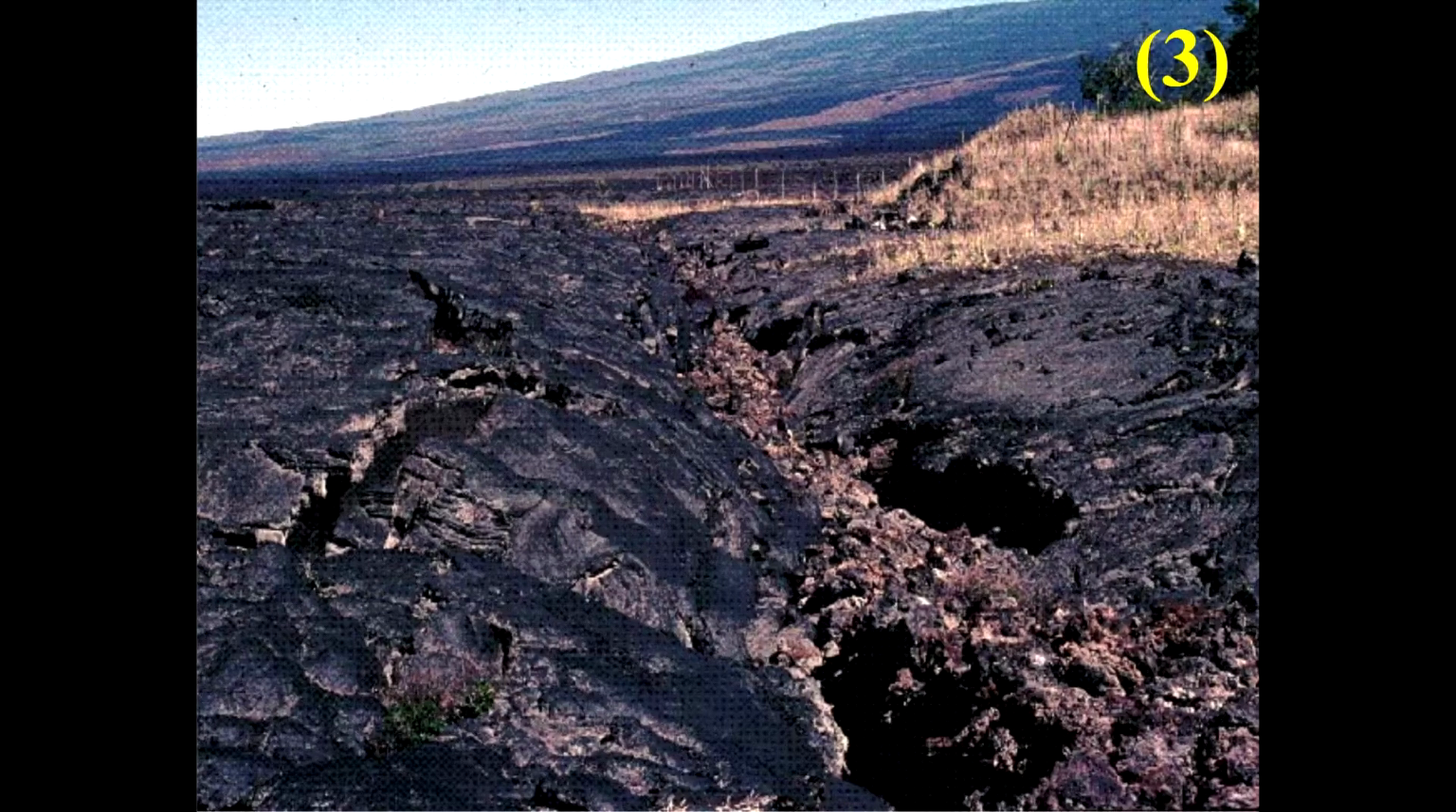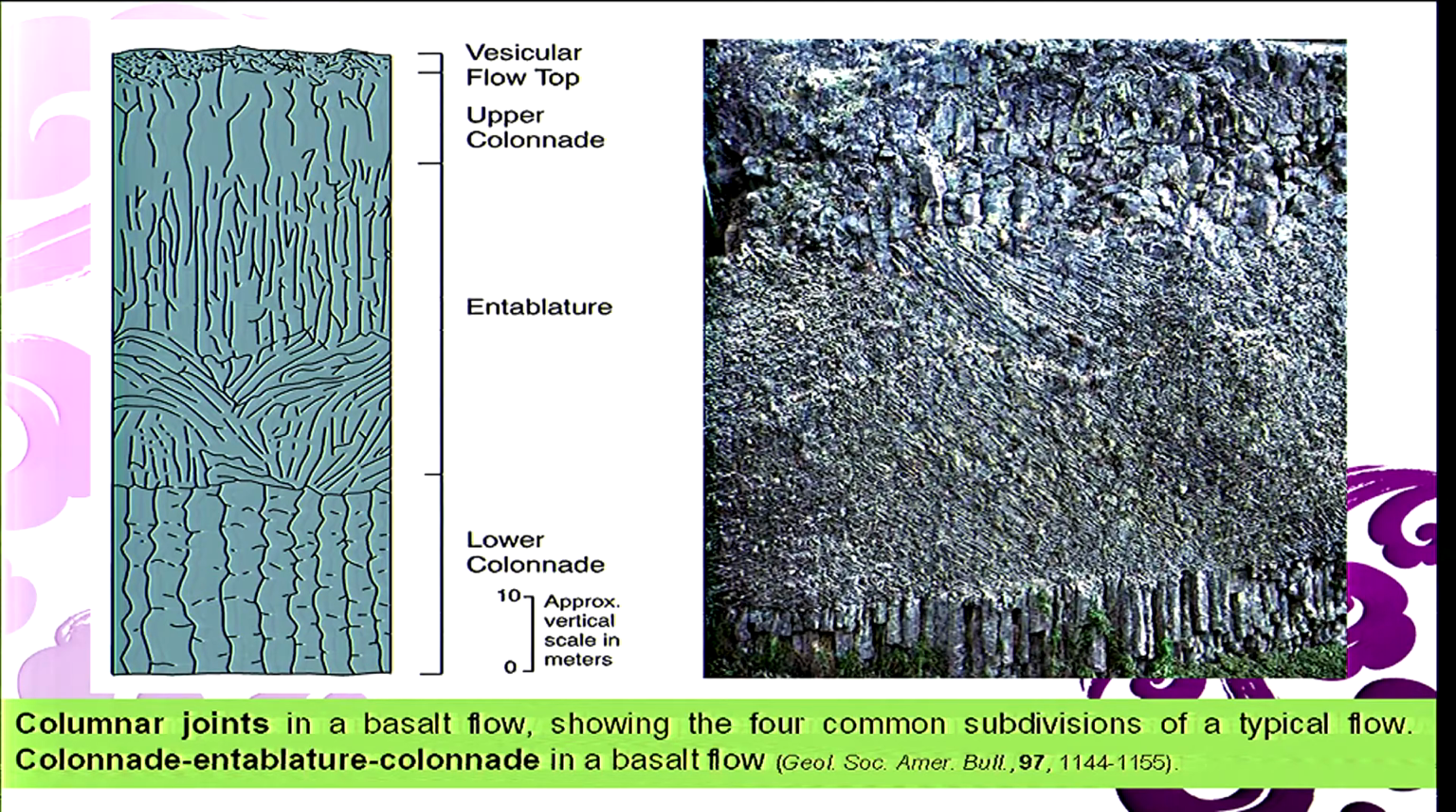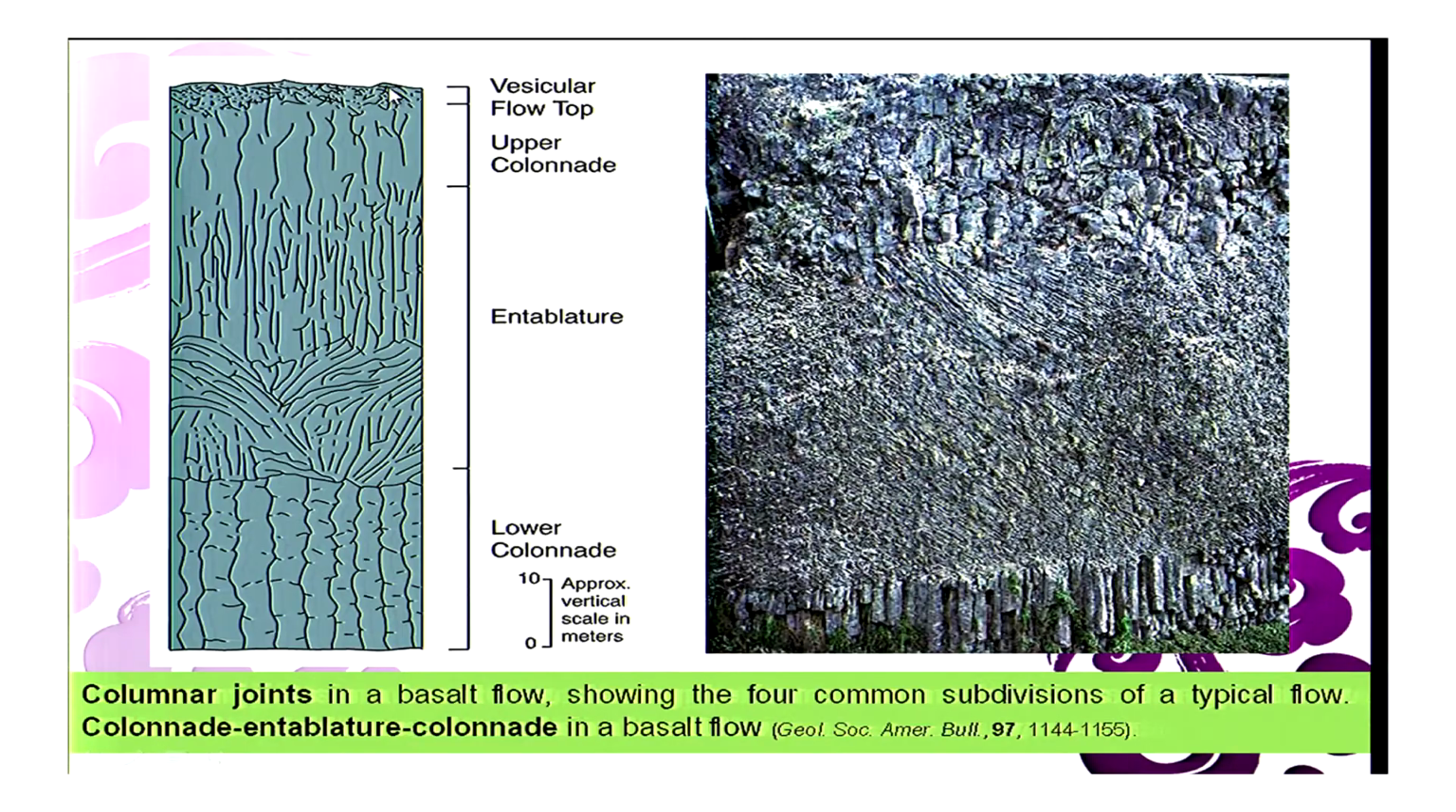These are all field photographs here, and each lava flow has certain zonations. Morphologically, you can divide a lava flow into different zones. What are those zones? The uppermost zone, the topmost zone, is vesicular. Why is it vesicular? Because of the escape of gases. But you have a flow top, then the successive layer is called the upper colonnade structure.